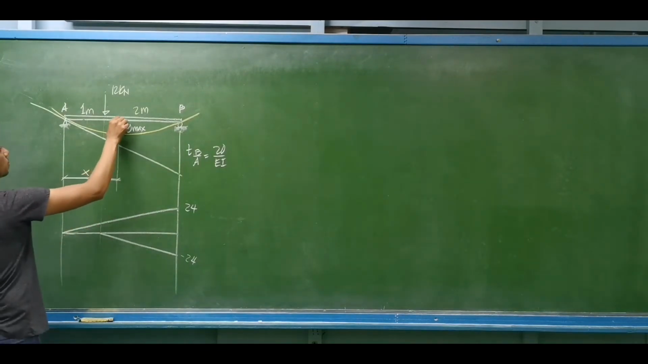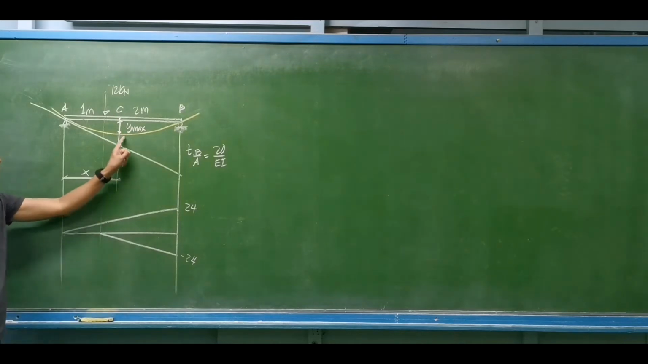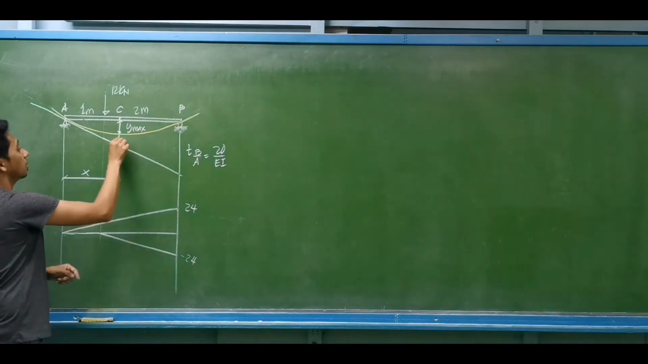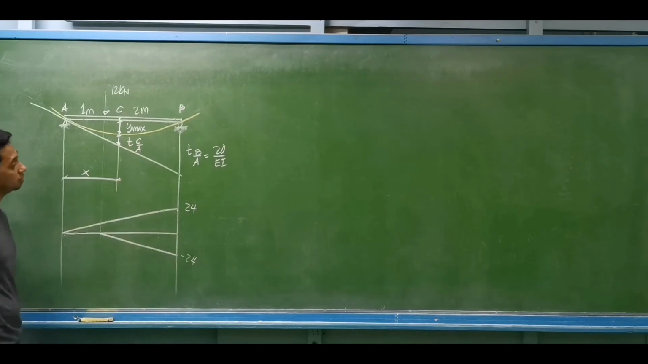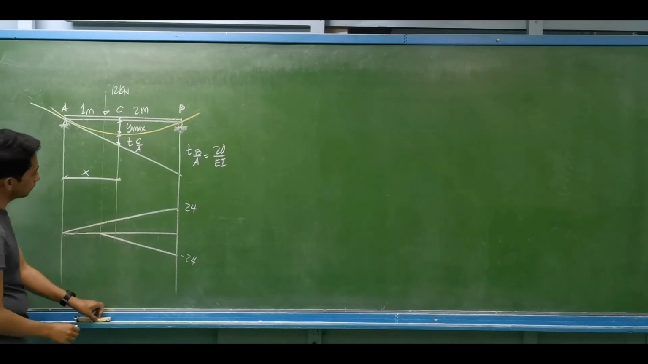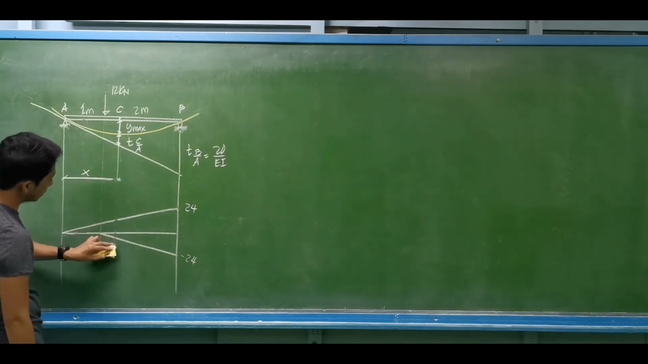So let's say this point will be point C. So we have this distance, the distance from the elastic curve towards the tangent line. Okay, this will be the deviation from your initial point from A to point C. What will be the magnitude of the moments at point C?